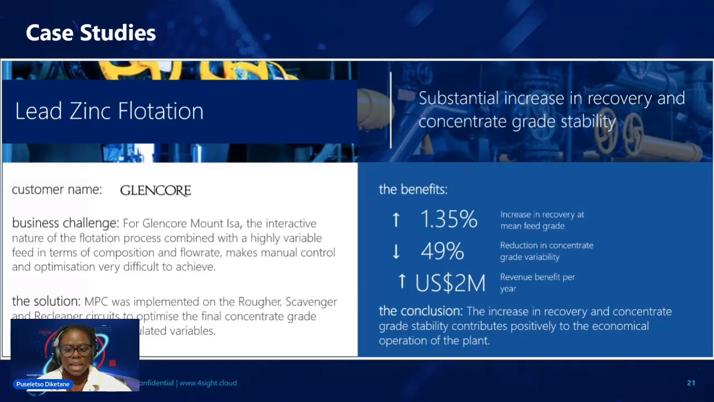For this client, what we saw was that through the implementation of the APC, Glencore was able to see a 1.35% increase in their recovery at a mean feed grade, an overall 49% reduction in the variability within the concentrate grade, and an overall $2 million increase in their revenue per year. Now, this proves that stabilizing the flotation circuit through the implementation of the APC allows plants to see positive economical operations of their process.